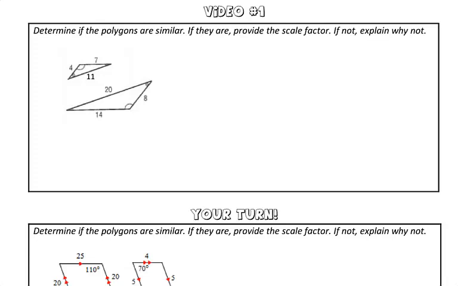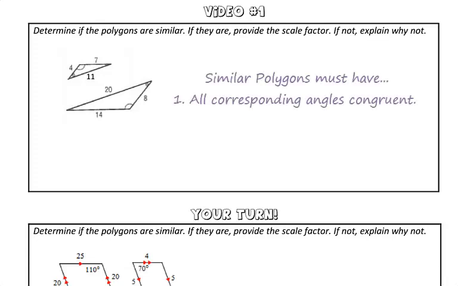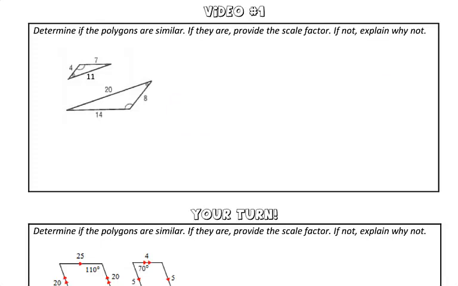So we know that there are two criteria for determining if polygons are similar. First, the polygons have to have all corresponding angles congruent. The second part of similar polygons is that all of the corresponding sides are proportional, or they all have the same ratio when simplified. So, starting with the first one, we have to check, are all the angles congruent?